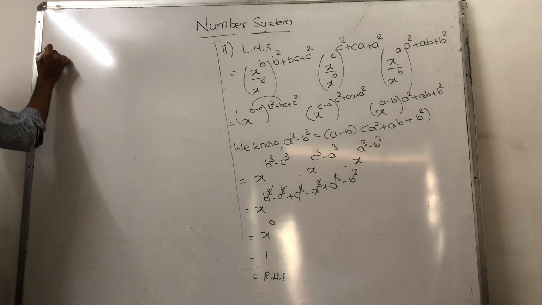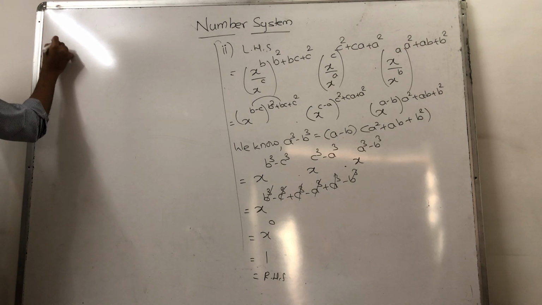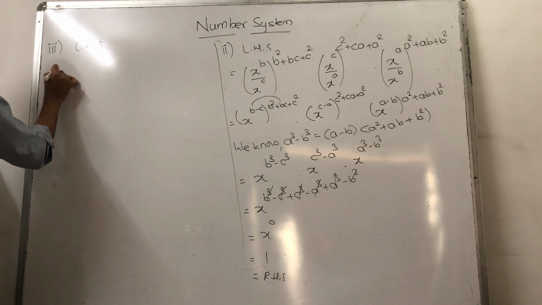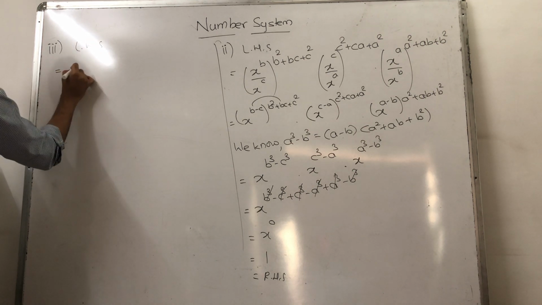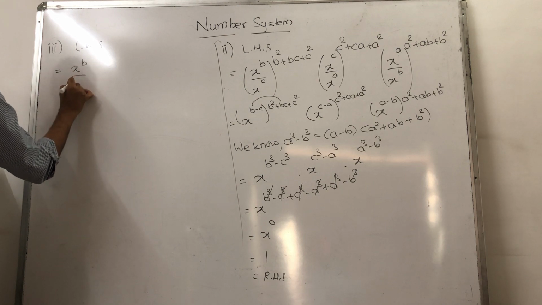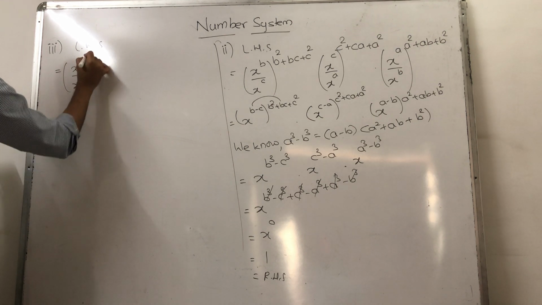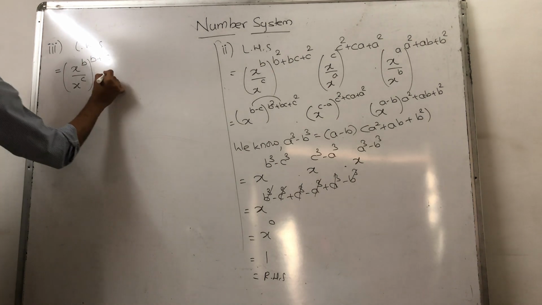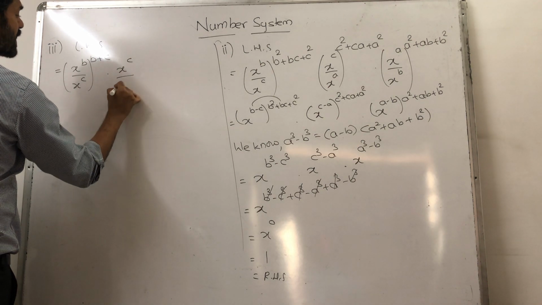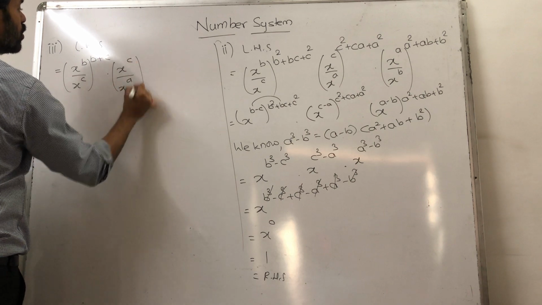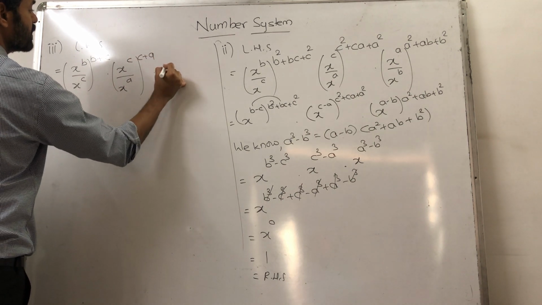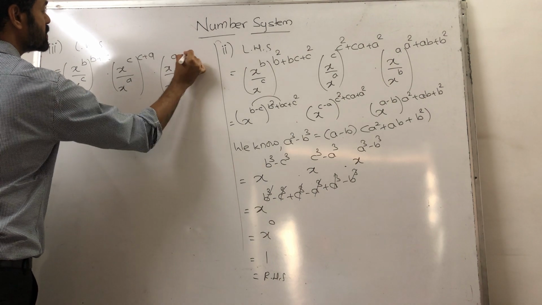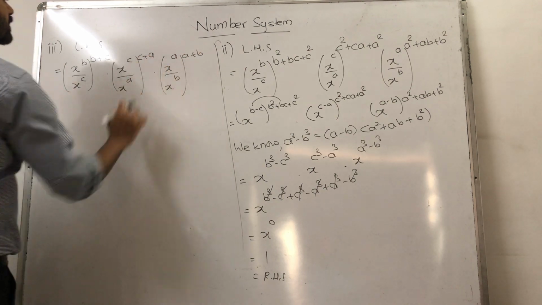Now the third question of question 7, again a product sum. I am writing the LHS. The LHS is (x^b / x^c) raised to b plus c. The second term is (x^c / x^a) raised to c plus a. The third term (x^a / x^b) raised to a plus b.